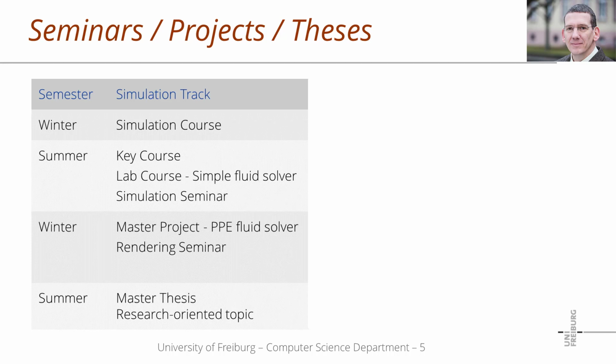When interested in graphics, you can either focus on simulation or on rendering. So if you are more interested in simulation, you can start with the simulation course in the winter term. In the following summer term, you could attend the key course on graphics. The key course and the simulation course are rather independent. The key course has a strong focus on rendering, so it is not necessarily a prerequisite for the simulation course. In the summer term, you could also do your lab course or attend the simulation seminar. Then in the following semester you could continue with the master project and then finally write your master thesis.